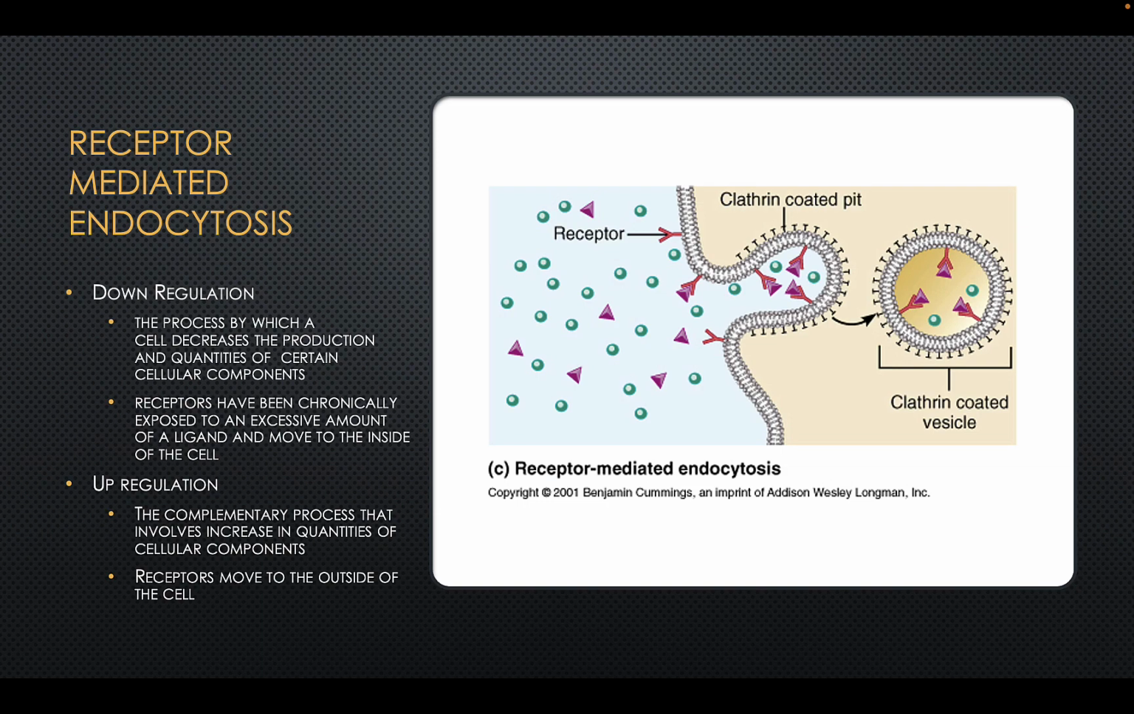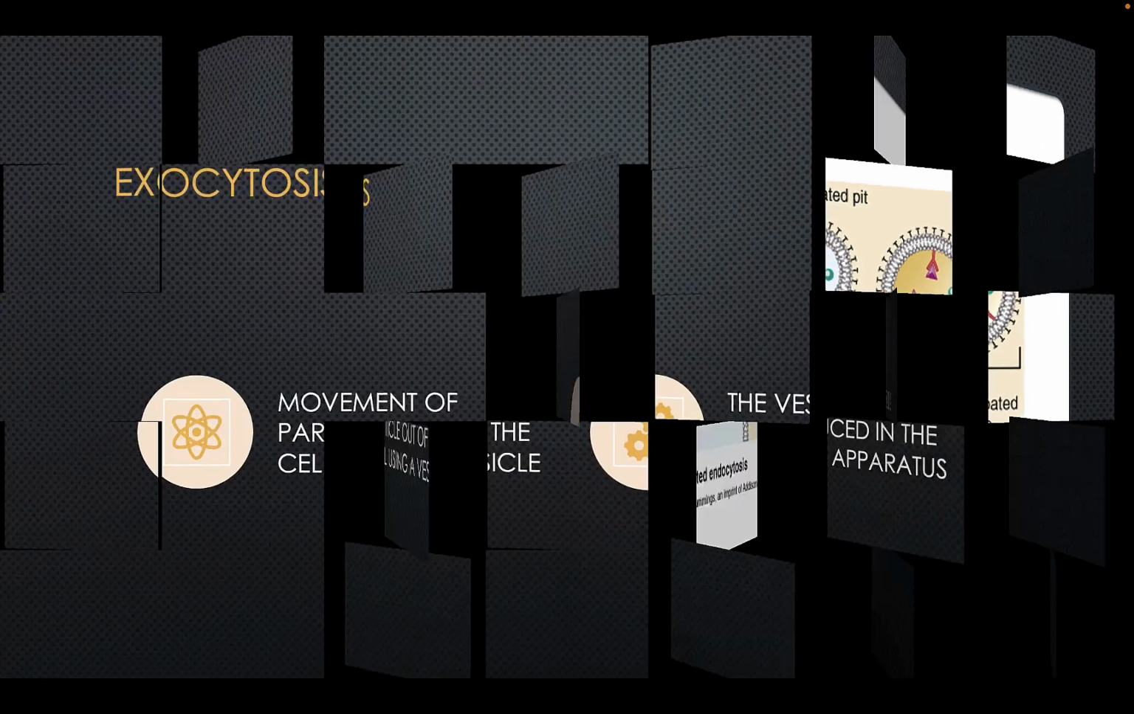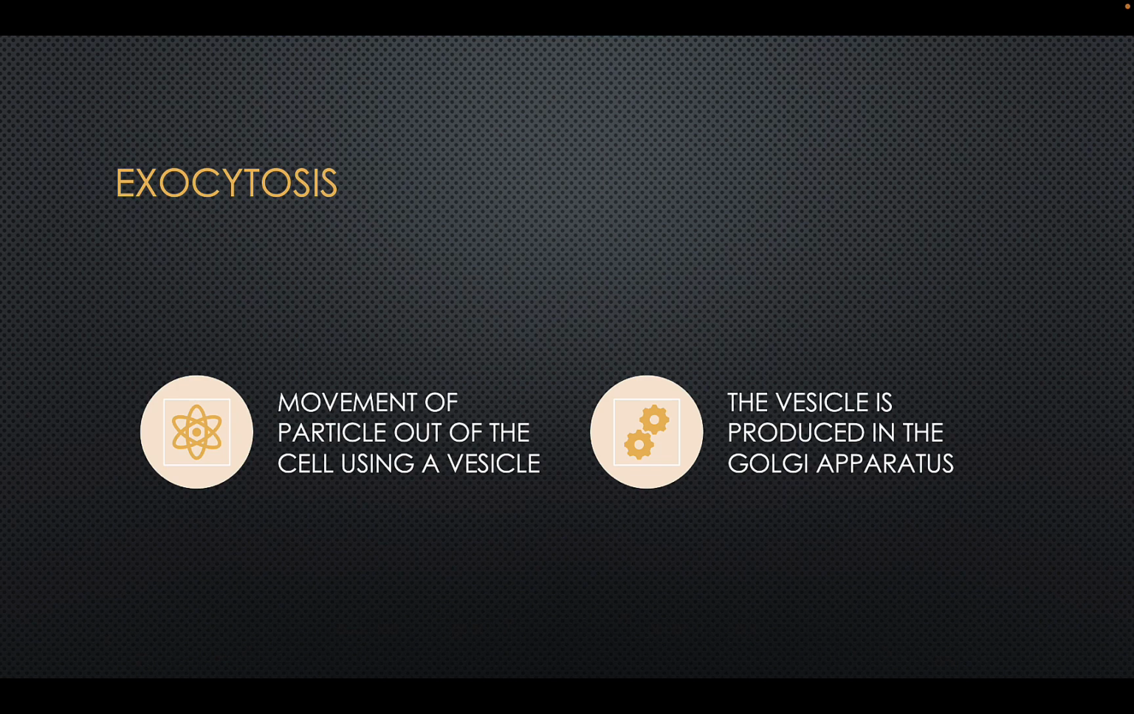And so with upregulation, all those receptors move back outside the cell. And we don't exactly know what stimulates upregulation, so it can happen at any time. Now for exocytosis, this is the movement of particles out of the cell, and again we're going to be using a vesicle that's produced in an organelle inside the cell called the Golgi apparatus, and we'll talk more about that a little bit later on.